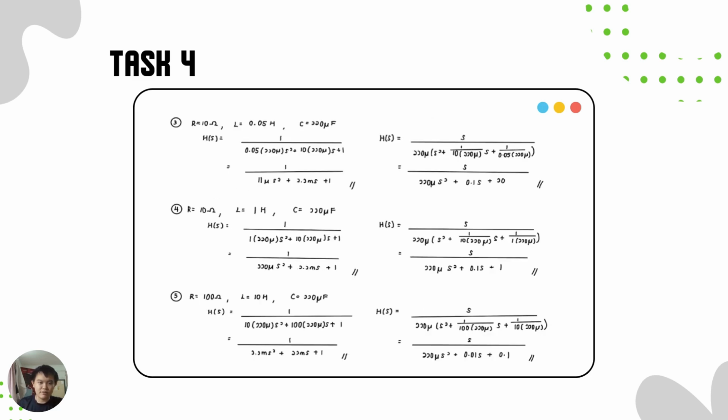So the next one is we change R and L. We can see that the coefficient for S squared changed from 22 micro to 11 micro, while the coefficient for S remains 2.2 milli. Then for H(s), the S changed from S to 0.1 S, and the 20 initially is 1, so it becomes 10 already. For the fourth question and fifth question, we also do some modification, and the result is shown there.